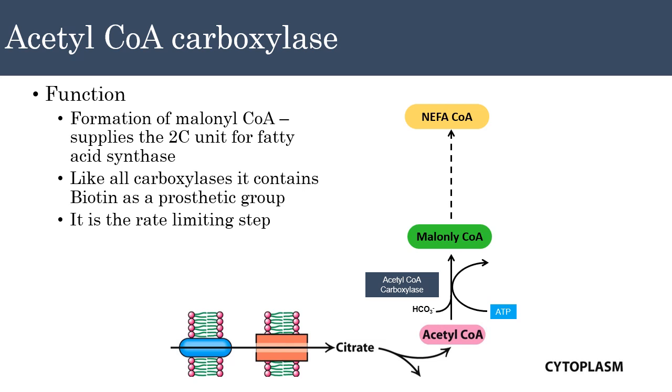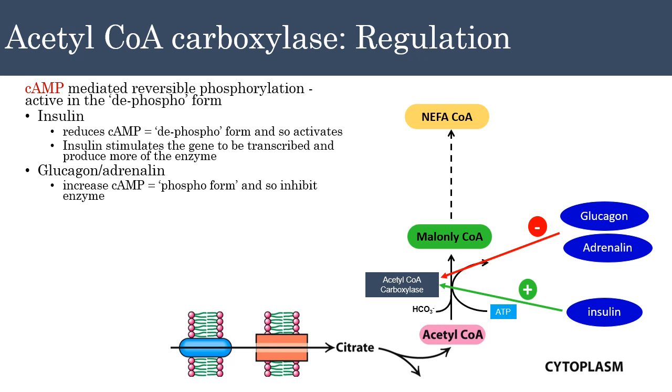Like all carboxylases, it contains a biotin as a prosthetic group, and this is the rate limiting step, which means it has some regulation processes. So let's have a look at the regulation. Firstly, it is regulated through the cyclic AMP mediated reversible phosphorylation, and it is active in the dephosphorylated form, which means insulin reduces cyclic AMP and thus the dephospho form, and so it activates. So insulin stimulates the gene to be transcribed and produce more of this enzyme.